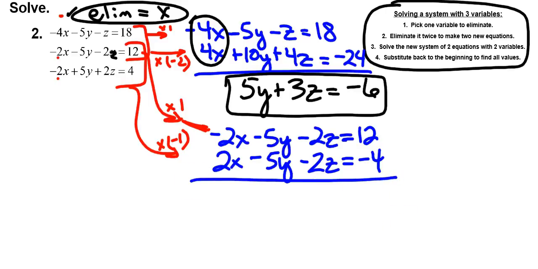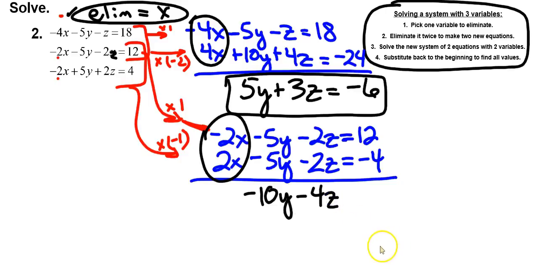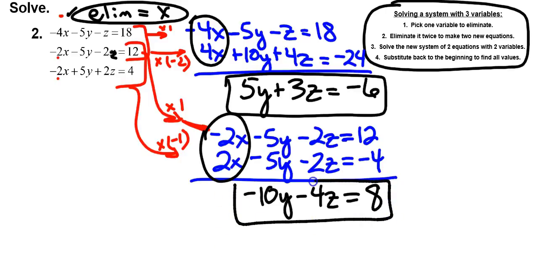Now, you might look and see that everything's going to cancel out, but only one thing cancels, and the others basically just get larger. So as we look, the negative 2x and the positive 2x will cancel. Negative 5y and negative 5y actually make negative 10y, and negative 2z and negative 2z make negative 4z. So we get negative 10y minus 4z. 12 plus -4 makes 8. So we get our second equation now.